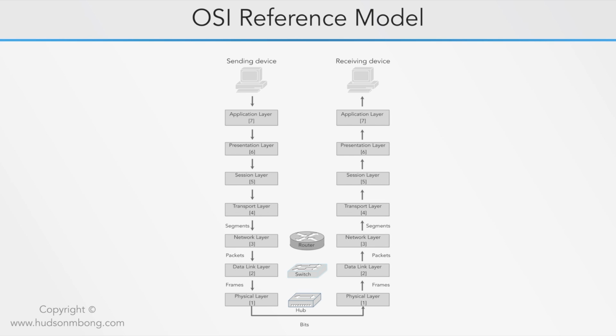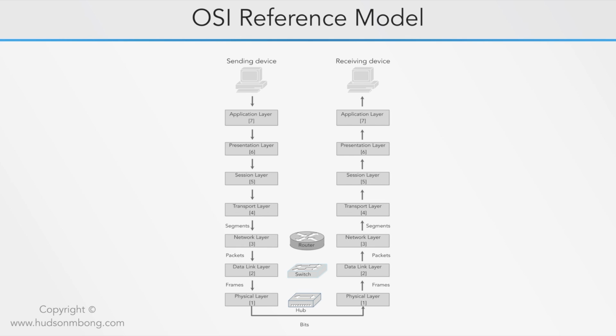The physical layer does two things. It sends bits and receives bits. It specifies the electrical, mechanical, and functional requirements for activating, maintaining, and deactivating a physical link between end systems. Devices like the hub operate at this layer.